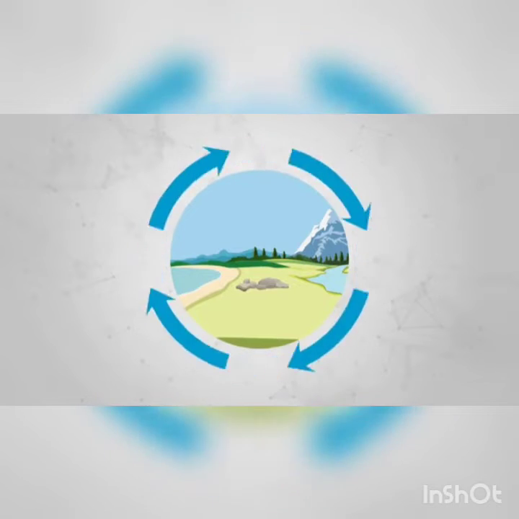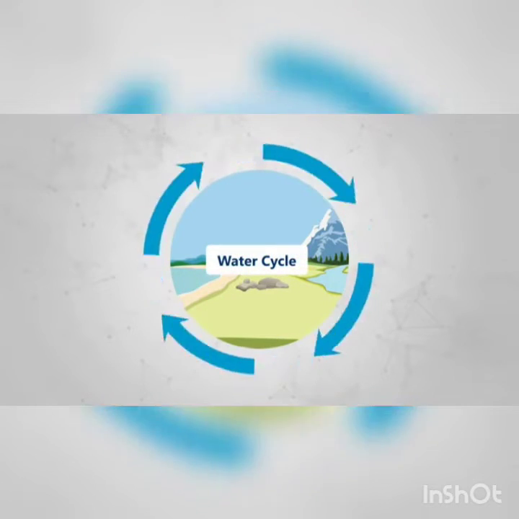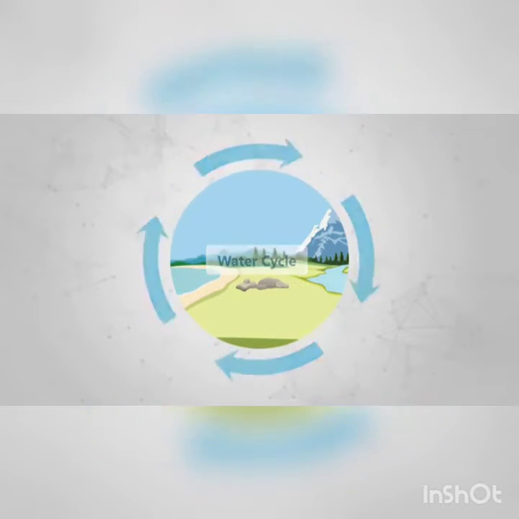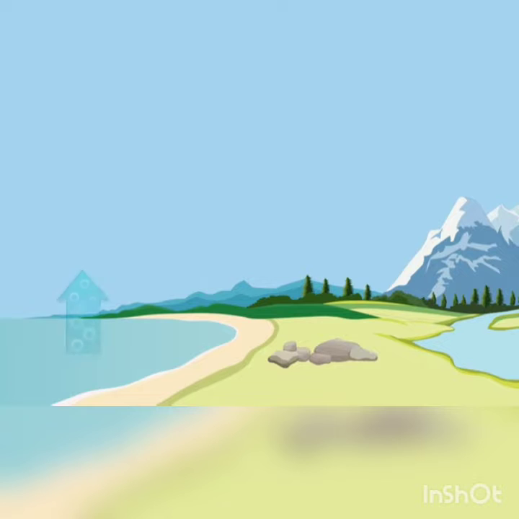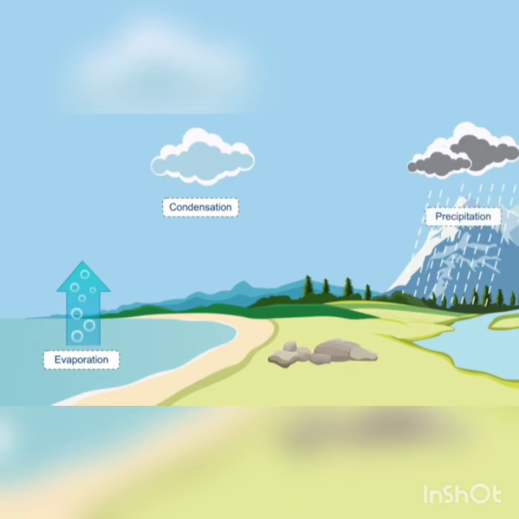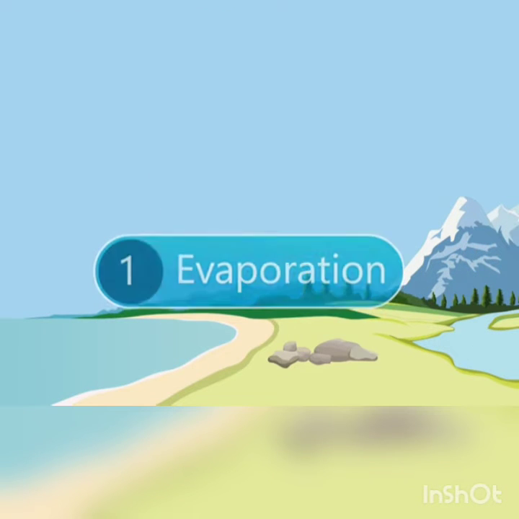Today's topic is water cycle. The water cycle, also called the hydrologic cycle, is a continuous process that includes 5 steps. These are evaporation, condensation, precipitation, runoff, and percolation. Now, we will learn with an example.